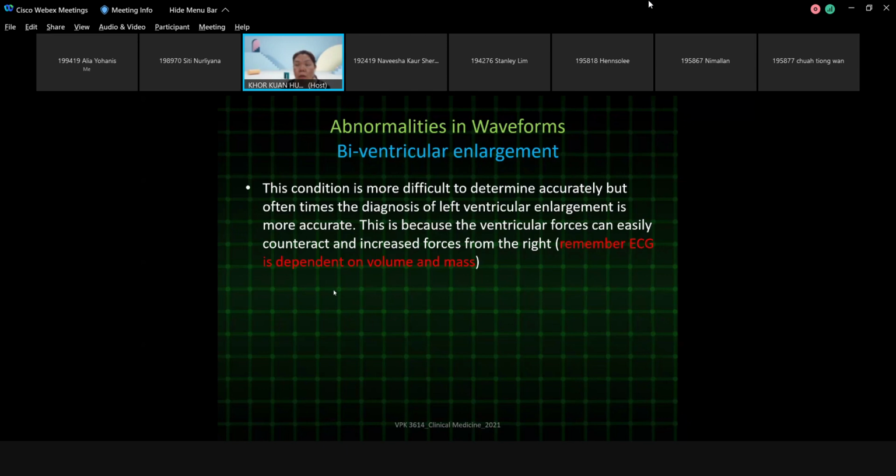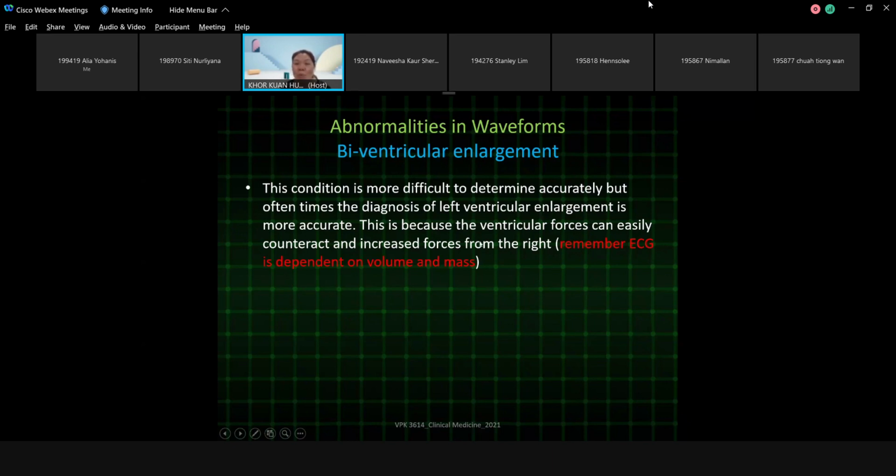Put it this way. Most of the muscle mass is on the left side or the right side? Left. When we look at the vector, where has more muscle mass, correct? When we look at the vector in the ECG and the mean electrical axis, the vector will go where? Left side. Correct.